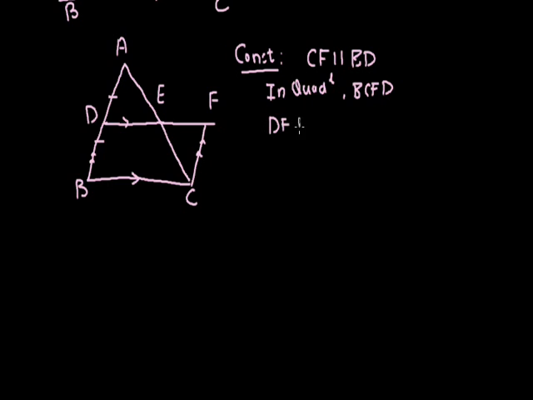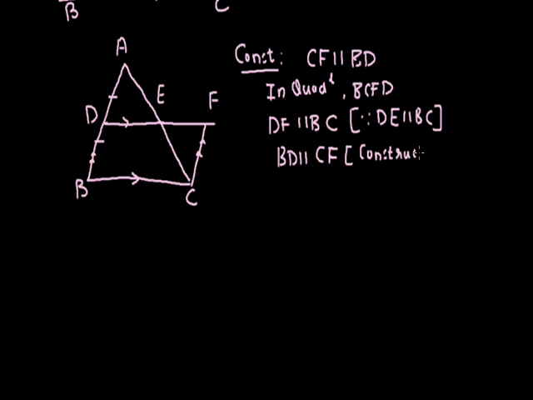DF is parallel to BC. Now why is that? That is because DE is parallel to BC and DF is nothing but an extension of DE. Now this is given, and the other pair of sides, that is BD, is parallel to CF, which is by construction. So therefore, by the very basic definition of a parallelogram, I can then prove that BCFD is a parallelogram.